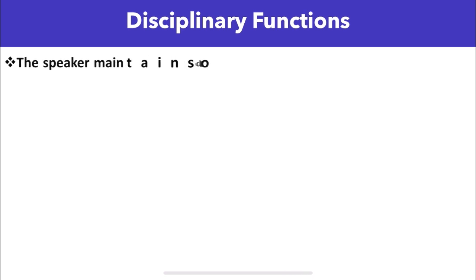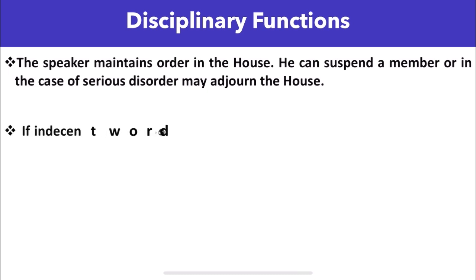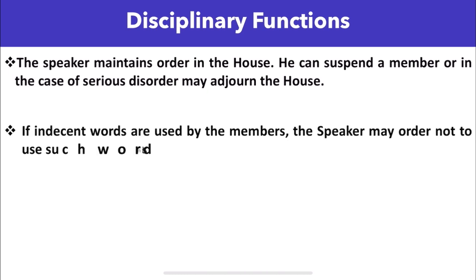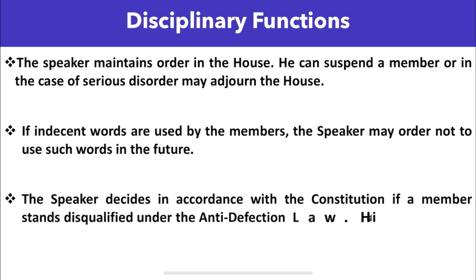Number one, the speaker maintains order of the house. He can suspend a member, or in case of serious disorder, he may adjourn the house. If any dissenting words are used by the members, the speaker may order not to use such words in the future. He can also ask to delete such words from the proceeding of the parliament. The speaker decides in accordance with the constitution. If a member stands disqualified under the anti-defection law, his decision is considered final under the anti-defection law.